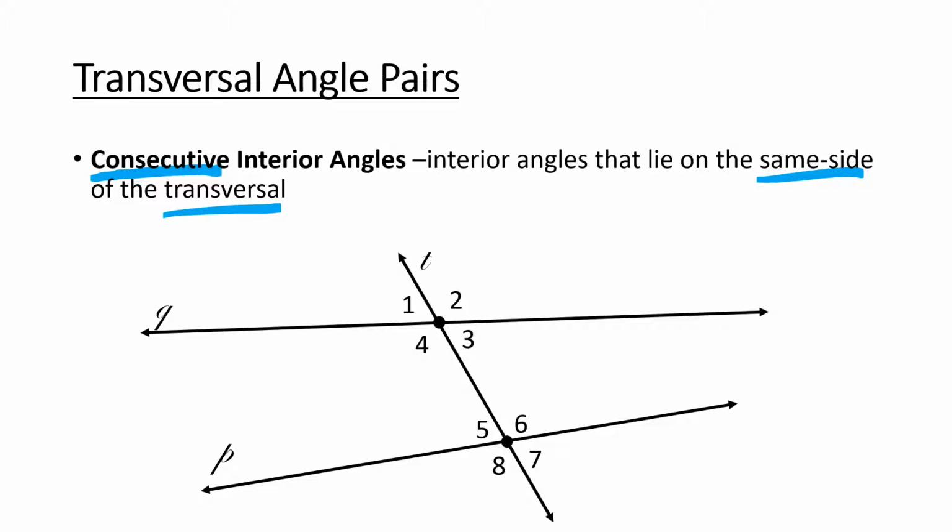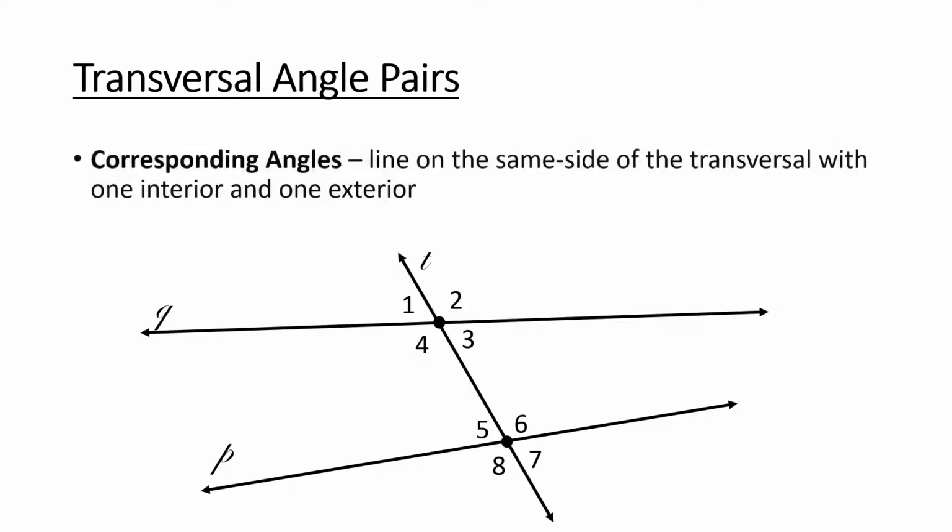So looking at our figure, if we look at, for instance, interior angles, like angle 4, it is on the same side of the transversal as interior angle number 5. Therefore, angle 4 and angle 5 are a consecutive interior angle pair. Then we also have angle 3 and angle 6 being the other pair of consecutive interior angles.